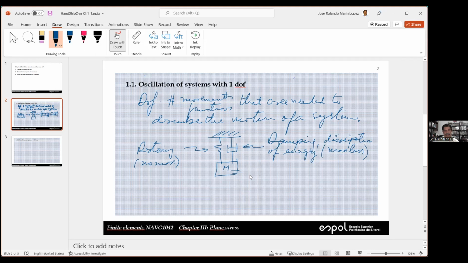Since this is a 1 degree of freedom system, we assume that it's a point mass. Remember, in AutoCAD, when you have a point, you cannot rotate it. So if you have a mass which is very small, the only motion that you are going to be worried about is the vertical displacement. And remember, this is a 1 degree of freedom system. Okay? So on the mass, we have also an excitation.